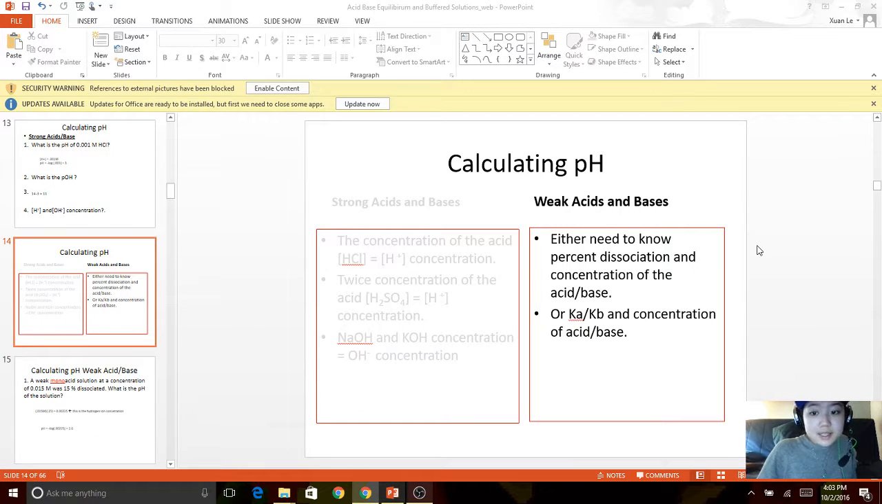For weak acids and bases, we're going to either have to know the percent dissociation, or we're going to have to know the Ka or the Kb value.